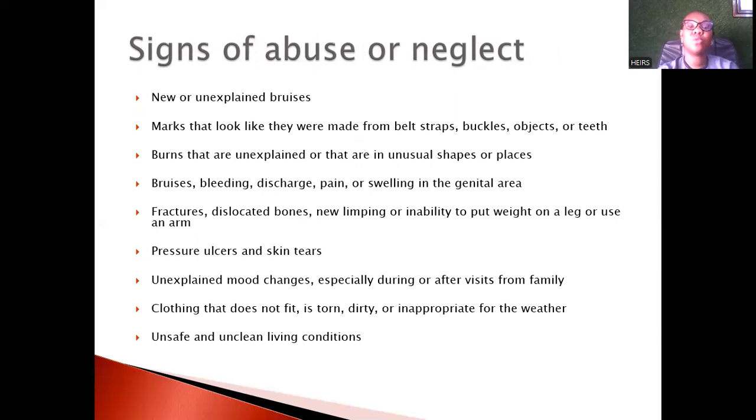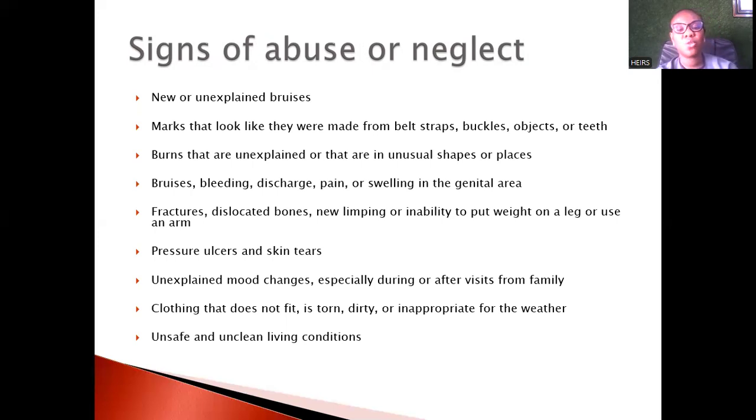So what are some signs to look out for that make you suspect that your patient may be abused or may be a victim of neglect? If they have new or unexplained bruises, if they have marks that look like they were made from belt straps, buckles, objects, or teeth, if they have burns that are unexplained or that are in unusual shapes or places, if they have bruises, bleeding, discharge, pain, or swelling in the genital area, you would observe that when you're cleaning up your patient.